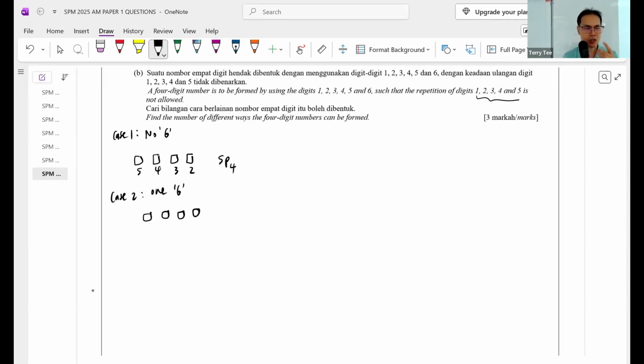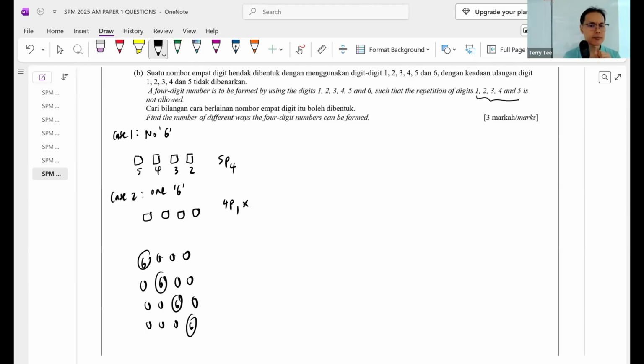Let's say I put 6 inside. How many ways to put number 6 inside? 4. Why? I can put 6 here, or I can put 6 here. Okay, I shouldn't write here. I should put 6 here, like that. I can put 6 here, here, and here. Understand? So you cannot think that I have 4 number 6. You should think I have 4 spaces. I put 1, 6. Understand?